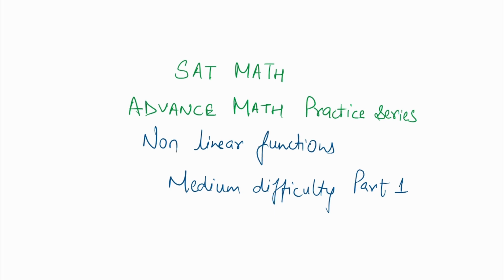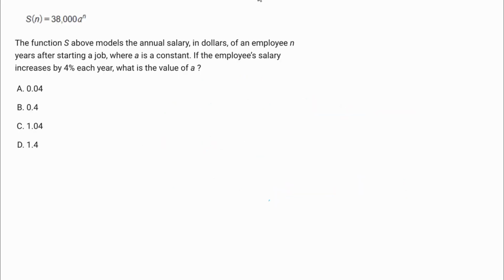So let's look at our first question. We have s of n equal to 38,000 times a to the power n. The function s above models the annual salary in dollars of an employee n years after starting a job, where a is a constant. If the employee's salary increases by 4% each year, what is the value of a?